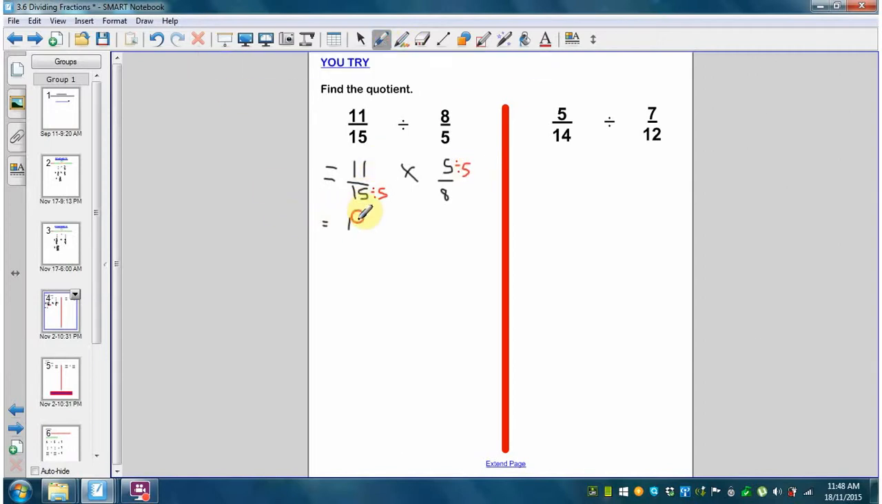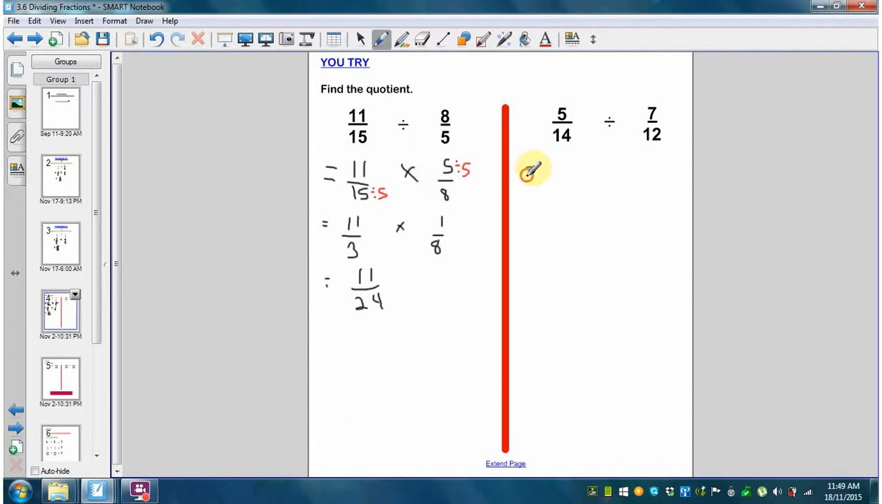11 stays the same. 15 divided by 5 is 3. Bring down our sign. 5 divided by 5 is 1. We haven't done anything with the 8. Okay. Nothing else can be simplified, so we can go top by top, bottom times bottom. So 11 times 1 is 11. 3 times 8 is 24. And that's as simplified as that can go. So make sure you got that answer. If not, check this over, and if you need help, let me know.